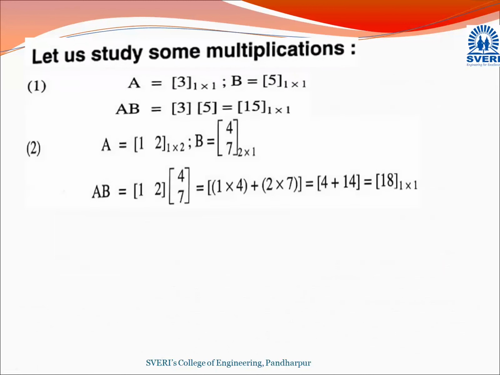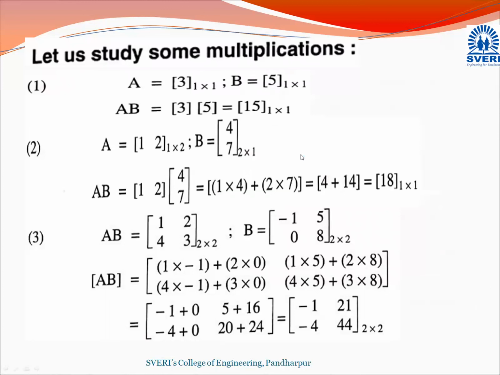Let us see some more examples for this multiplication of matrices. First example, there is only one row or one column. We can consider it as a row or a column matrix. So A into B, directly we can multiply these two matrices. 3 into 5 gives 15. The second matrix A with elements 1, 2, matrix B with elements 4, 7. Now here A is a row matrix and B is a column matrix. First we take 1 into 4 plus 2 into 7. So we are getting 4 plus 14, which gives 18.